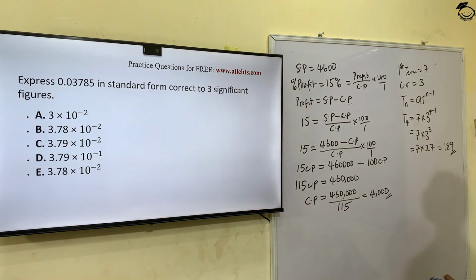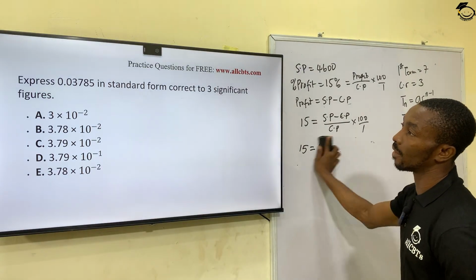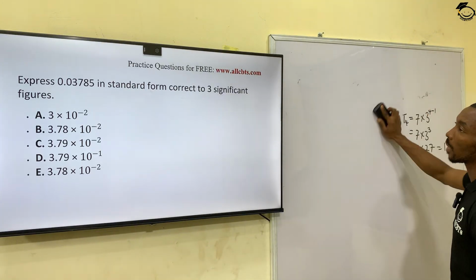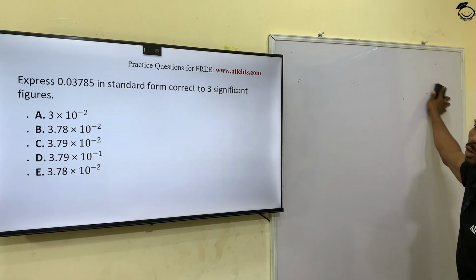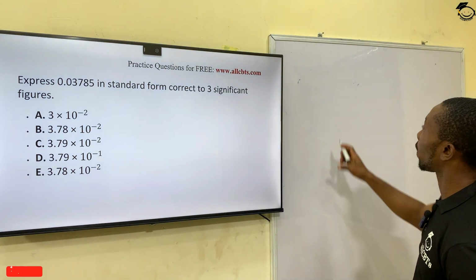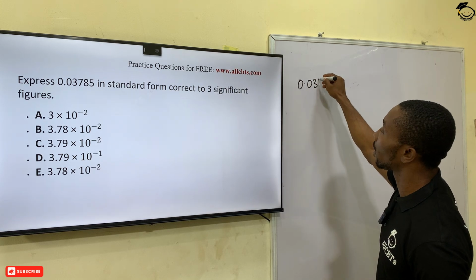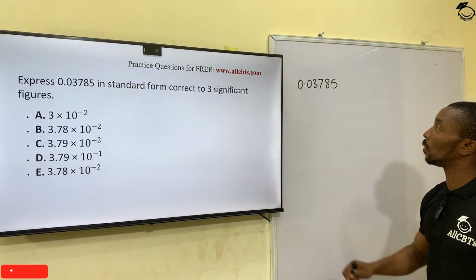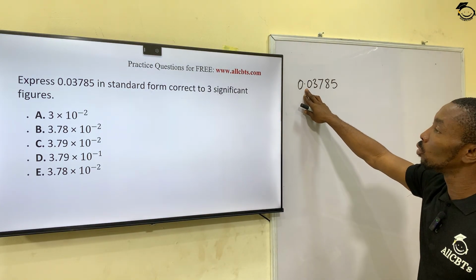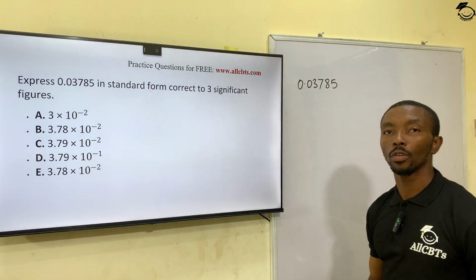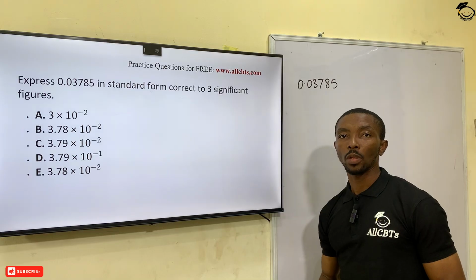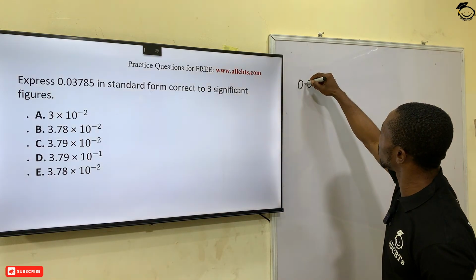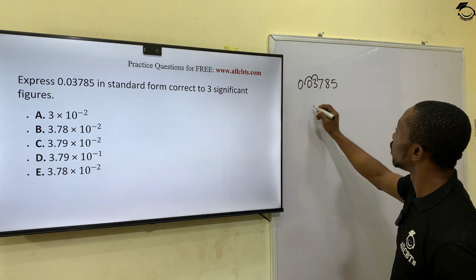Express 0.03785 in standard form correct to 3 significant figures. Now, if we are to express 0.03785 in standard form, we know that we are moving our decimal to be in between our first and second non-zero digits. Now, in moving our decimal to be in between our first and second non-zero digits, we will be moving the decimal forward 1, 2.